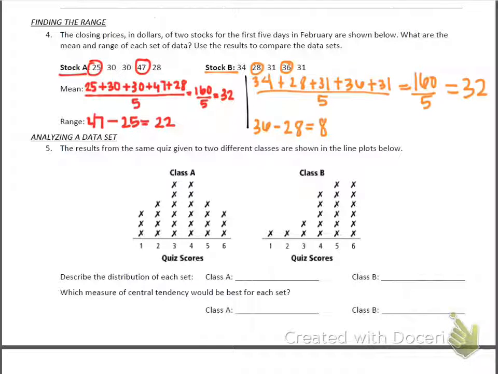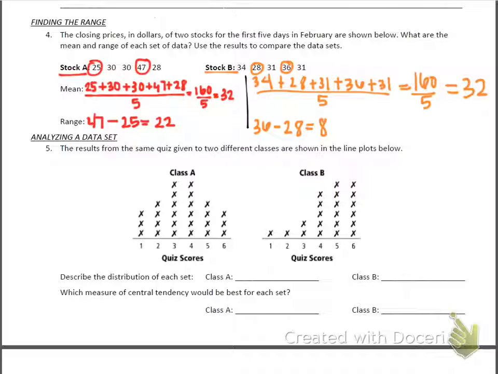So what does that mean? Does that mean it varies more, or does that mean it's more consistent? It's more consistent. It's not as spread out, right? The closing values in stock B are more consistent than stock A, but the means are the same. So if we didn't look at the ranges, we wouldn't be able to compare them at all. But if we look at the ranges, we notice that stock B has less of a spread.